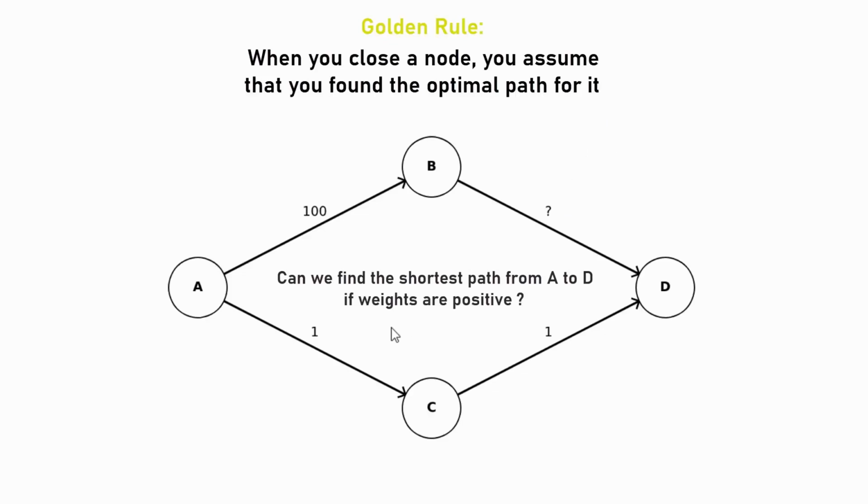Let me give you a small example. So here we have this example graph, and one of the weights is completely unknown. So can we still for sure find the shortest path, given that all weights are positive? This unknown value could be anything, but it will be positive no matter what. So maybe pause the video if you want to think about it. But the answer is yes, we can.